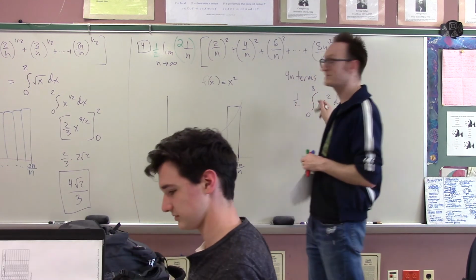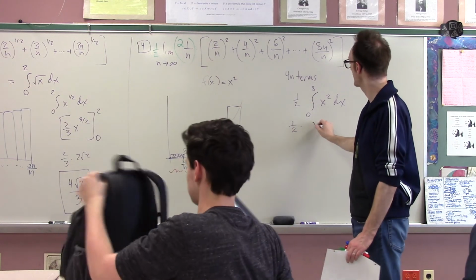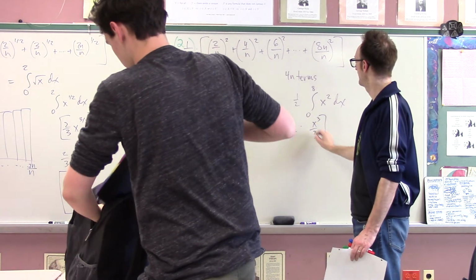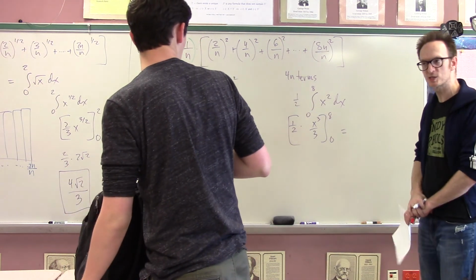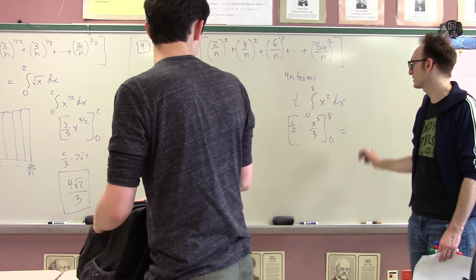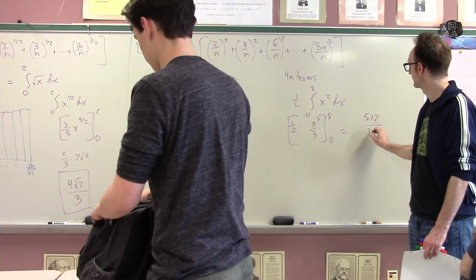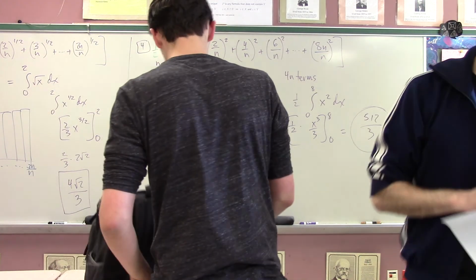So anyway, this is the answer. And then when you go to do it, you get 1/2 times x cubed over 3, evaluated at 8 and 0. And what you get is 8 cubed, which is 2 to the 9th. But then you're dividing by that, so it's like 2 to the 8th. So it's like 512 over 3. I believe that is correct. Someone will correct me if I'm wrong.